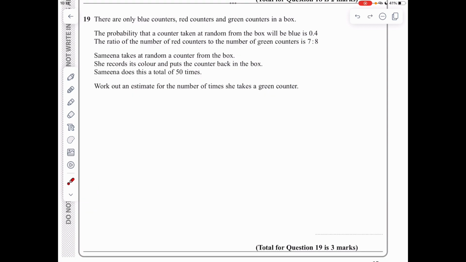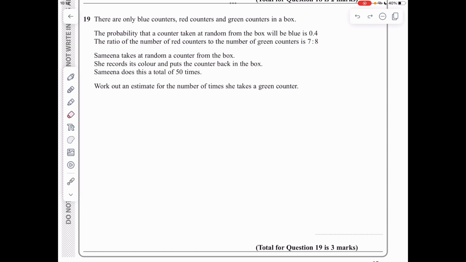In 19, we've got a box that contains blue, red, and green counters only. The probability of taking a counter at random, and this being blue, is 0.4. And we are also told that the ratio of red to green is 7 to 8. Now, Samina will take at random a counter. She records the color, she puts it back, and she will repeat this process 50 times. We need to work out an estimate for the number of times she takes a green counter.